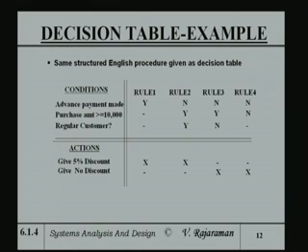Okay. And rule 3 again says that no advance is paid and he is not a regular customer, and the purchase amount is greater than or equal to 10,000, even then you do not give a discount. And in the last case, namely no advance is paid, and the purchase amount is smaller than 10,000, then you also give no discount.